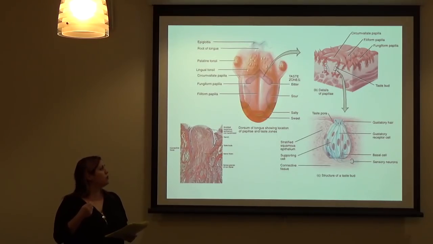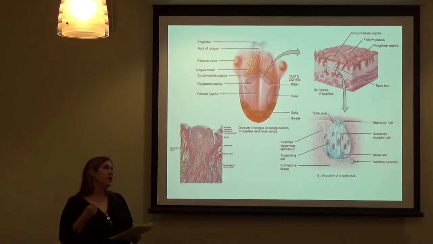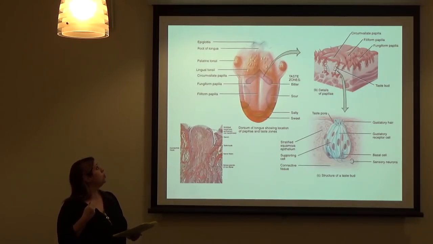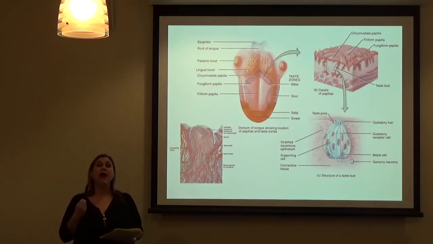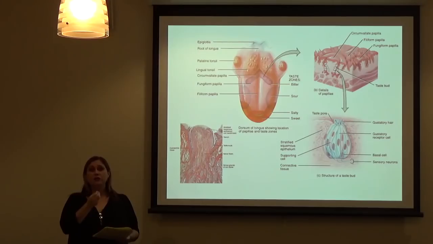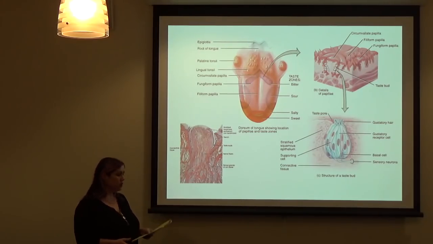So you may have heard people say things like, you taste sweet foods with the tip of your tongue, or you taste bitter foods with the back of your tongue. And the reason that people say that is because there are higher concentrations of bitter TRCs at the back of your tongue, and there are a higher concentration of sweet receptors at the tip of your tongue, but it's just a higher concentration. There are all the different kinds all over your tongue.